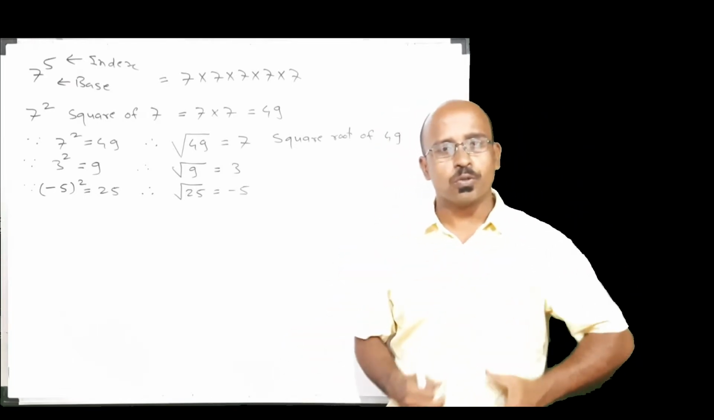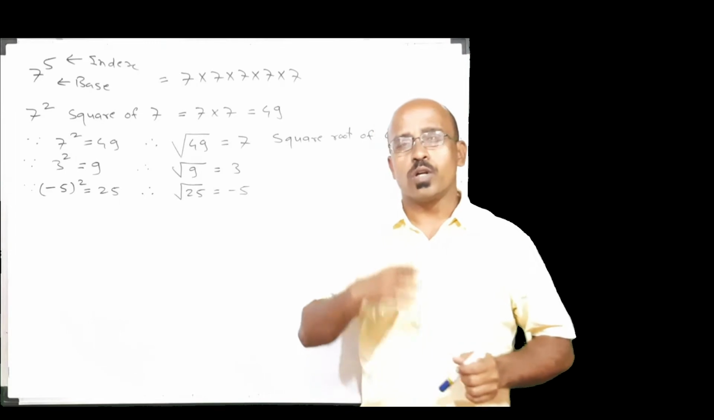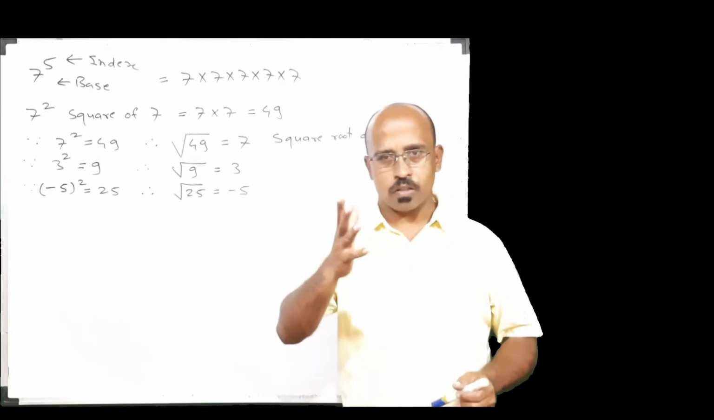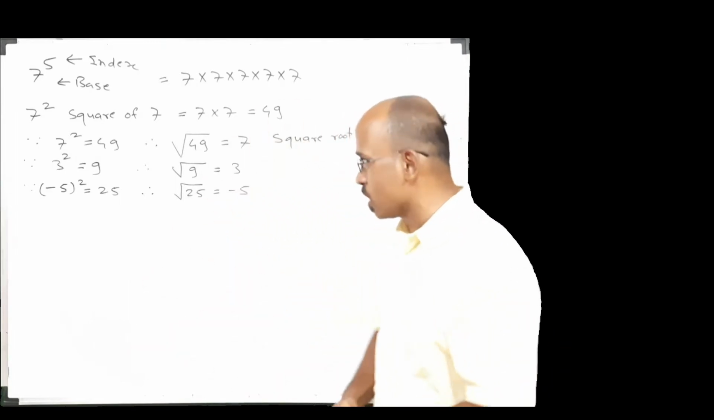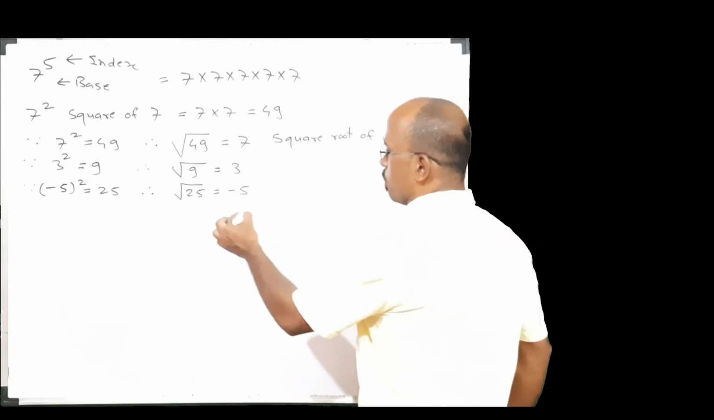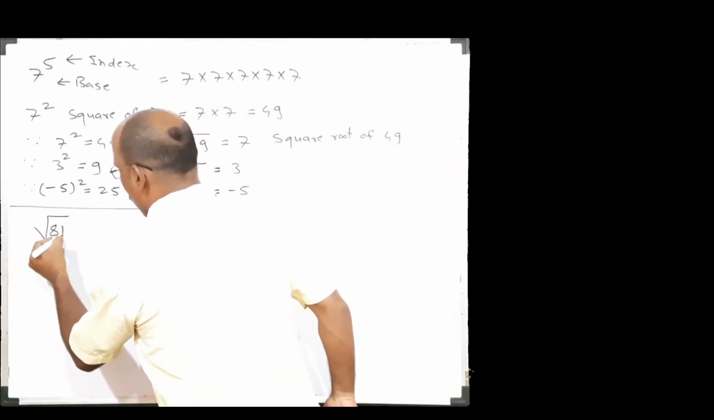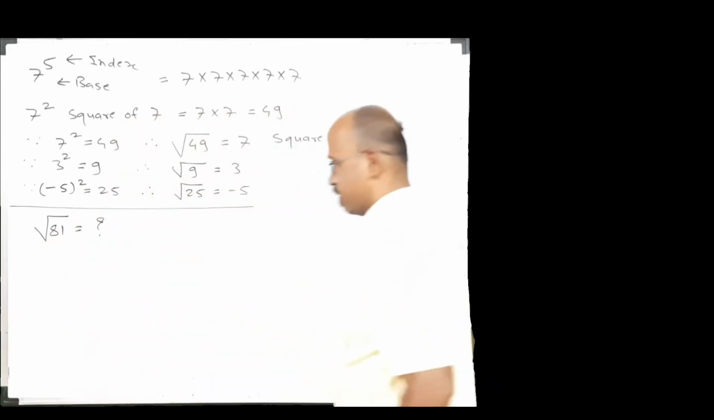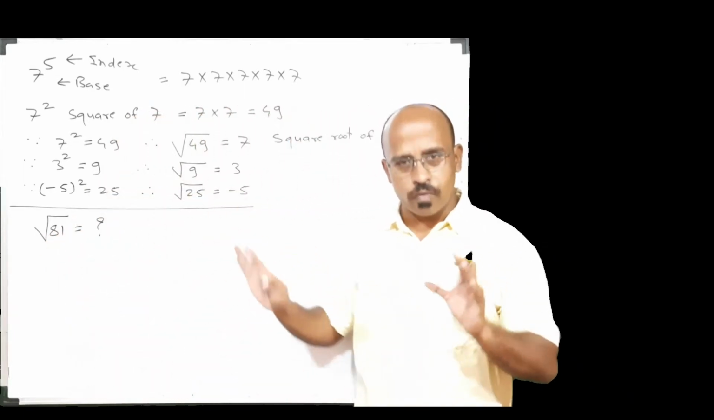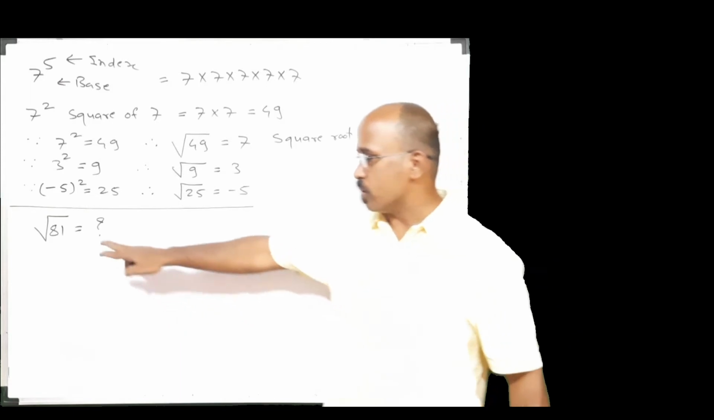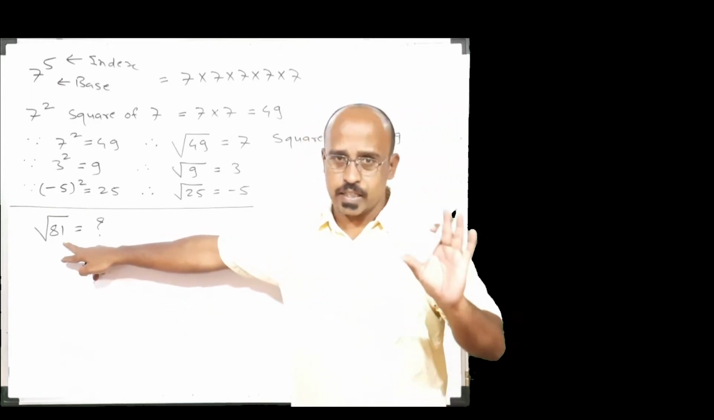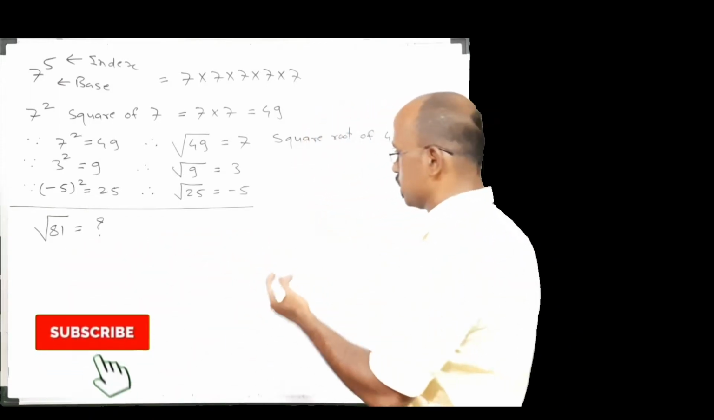For that we are going to use the factorization method. It will be much clearer with one example, so let's start. Suppose we have to find the square root of 81. Question is, what is the square root of 81? Okay students, what we have to do? First of all, factorize 81. Okay, so let's factorize it.